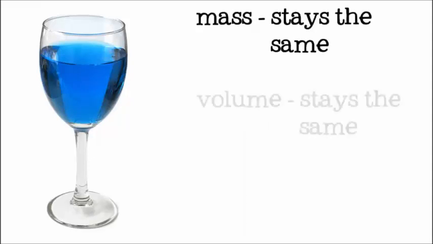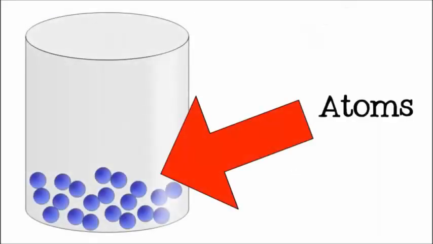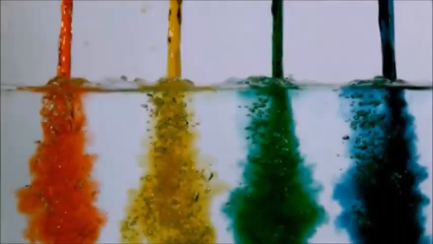Liquid is the next state of matter. Liquids have a definite volume and mass, but they do not have a definite shape. The atoms in a liquid are still close together, but unlike the atoms in a solid, they can move around. This allows the matter in a liquid to flow.